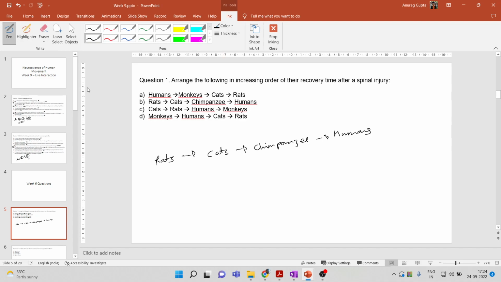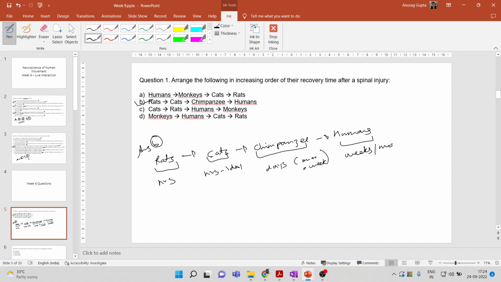Okay. So this is the situation. The answer is B. Usually in rats, the recovery happens within a few hours. In cats, it happens between an hour to 1 day maximum. In non-human primates like chimpanzees, the recovery period is for days, so maximum a week. And in humans, the recovery can be from weeks to months.